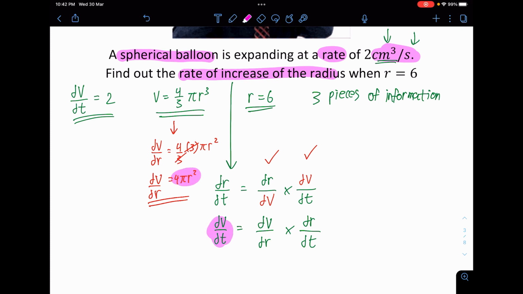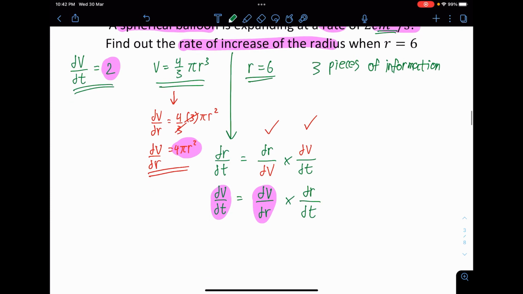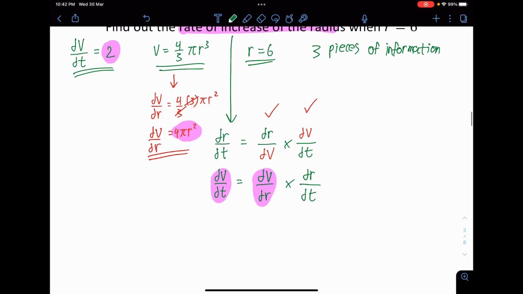Now I would say that this time this actually works because I have the dv dr here. I also have the dv dt, 2 units, and the position is just nice. I don't need to have the flip like dr over dv on the previous method. So since this expression actually works much better, I'll use this. dv dt is 2 units, substitute. dv dr is 4 pi r square, substitute. And then dr dt is over there.